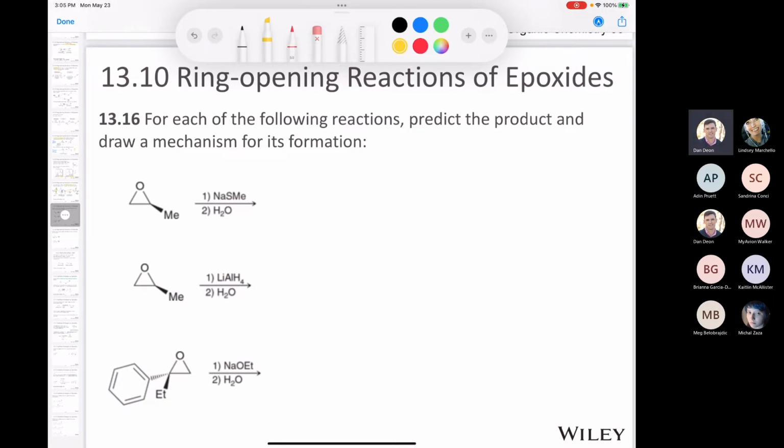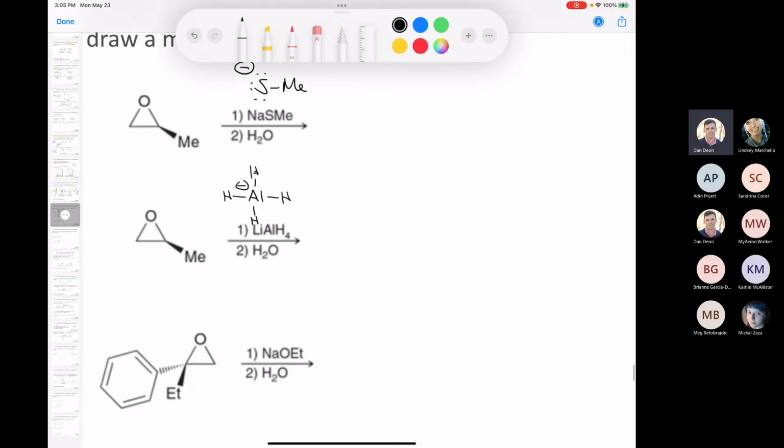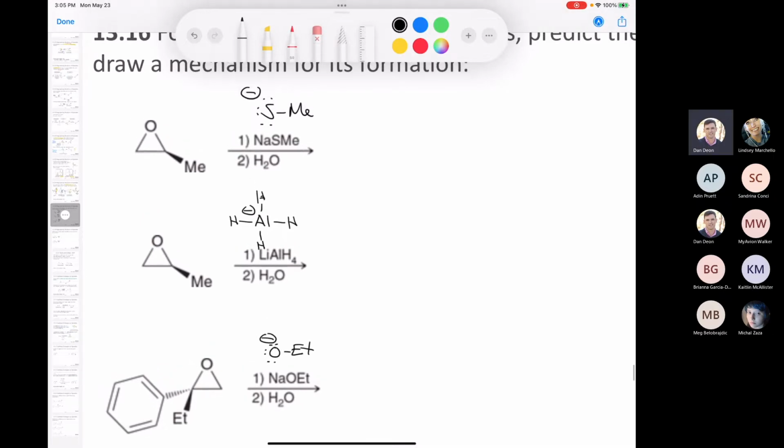So you can see that in the first one, we've got a thiolate. So when you have a sulfur with a negative charge and a methyl group like this, that's called a thiolate, or it can be called a mercaptide. But either way, it's a good nucleophile. It's a sulfur with a negative charge. Here you have aluminum hydride, which is going to be a hydride delivery agent. So hydride is a good nucleophile from the aluminum hydride. And here you have an ethoxide. So all of these are good nucleophiles. And so there's no acid here anywhere in any of these problems.